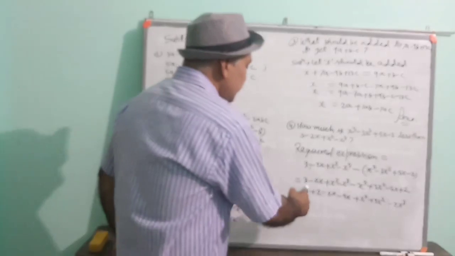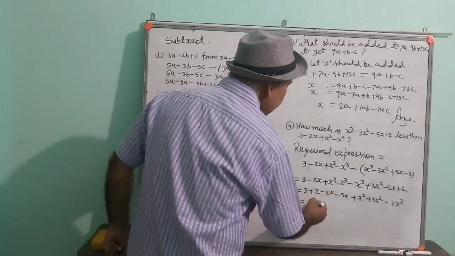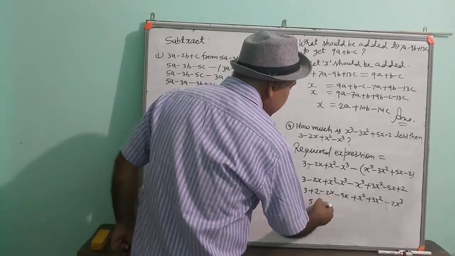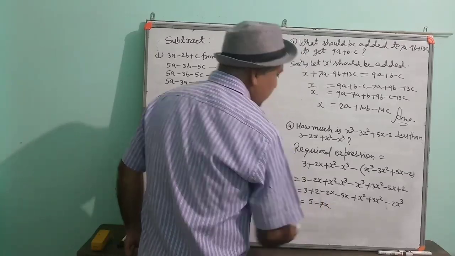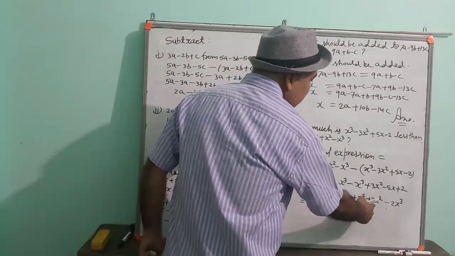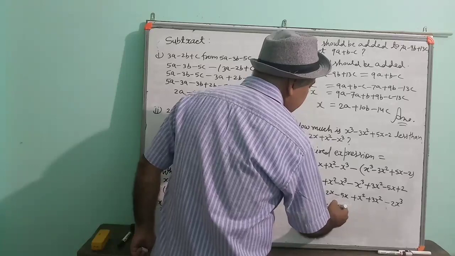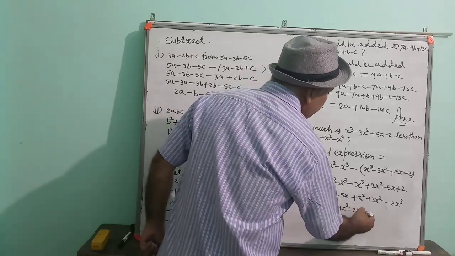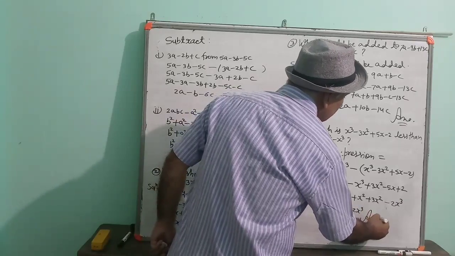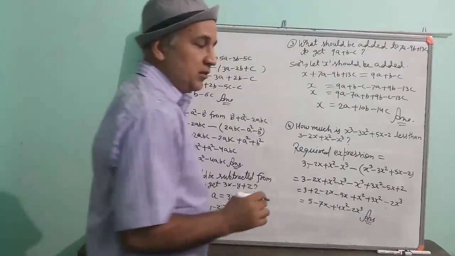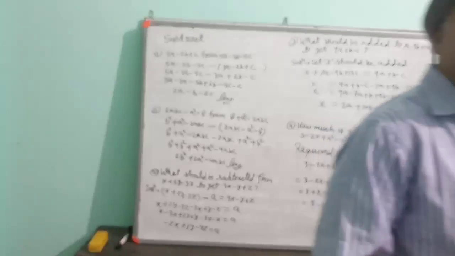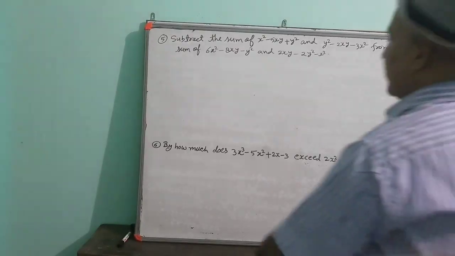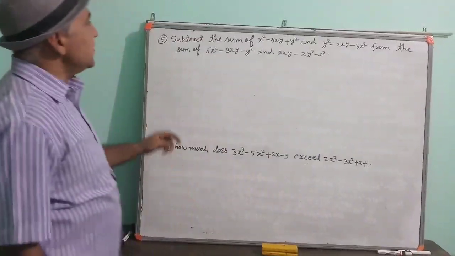Okay? Now 3 plus 2 is 5. Minus 2 minus 5 is minus 7. Plus x square, 1 plus 3 is plus 4. Now the last term is minus 2x cube. So this is your answer. Now pause the video and note down these questions. Okay, now see some more questions.